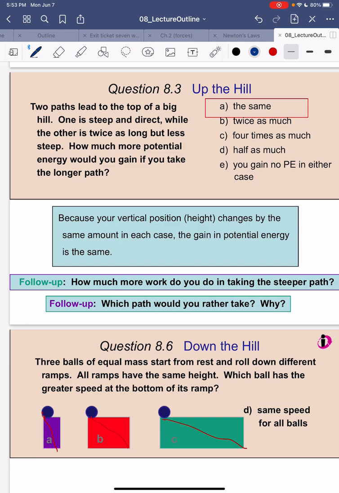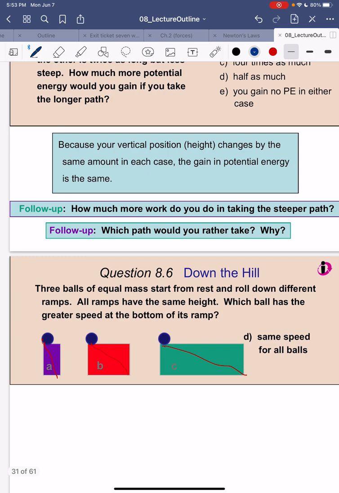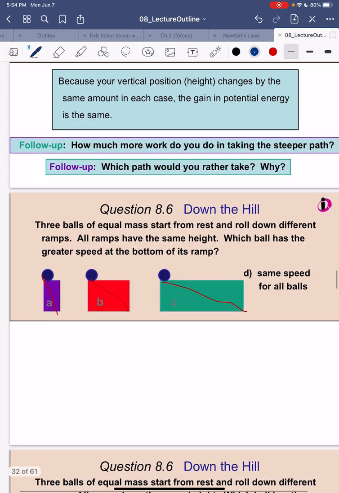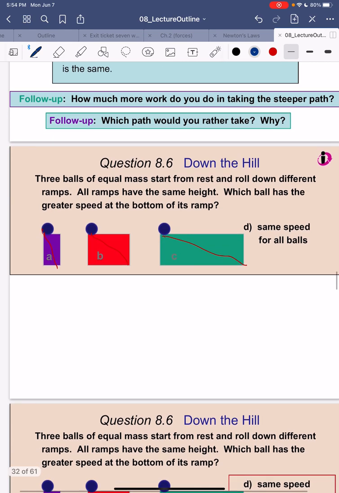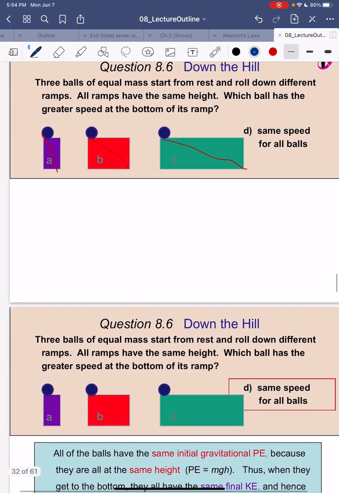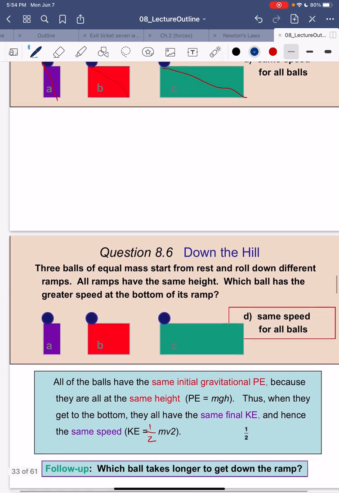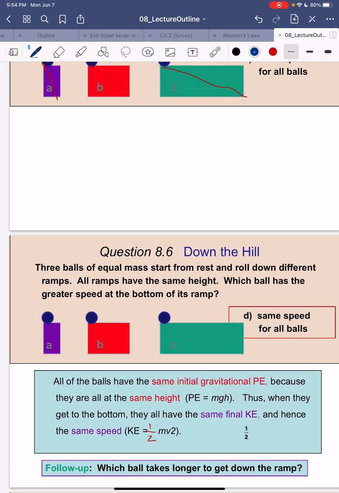Now, here I will say also one of the characteristics we mentioned for conservative forces is that their work doesn't depend on the actual path. And here we have 3 balls of equal mass that start from rest and roll down different ramps. All ramps have the same height. Which ball has the greatest speed at the bottom of its ramp? And of course the same speed, because it depends on what is called conservation of energy.